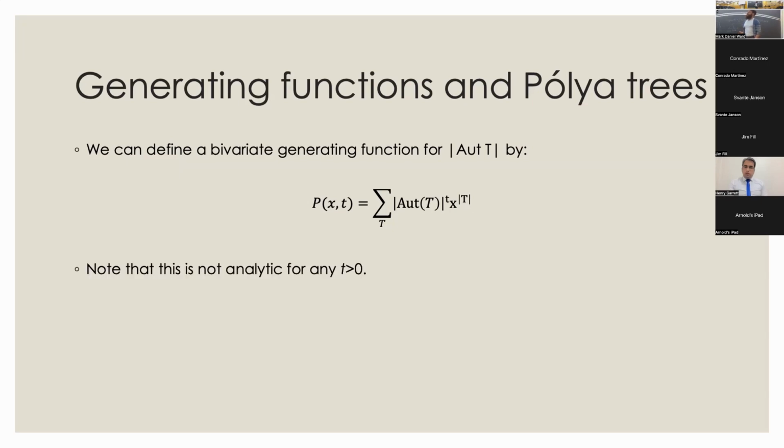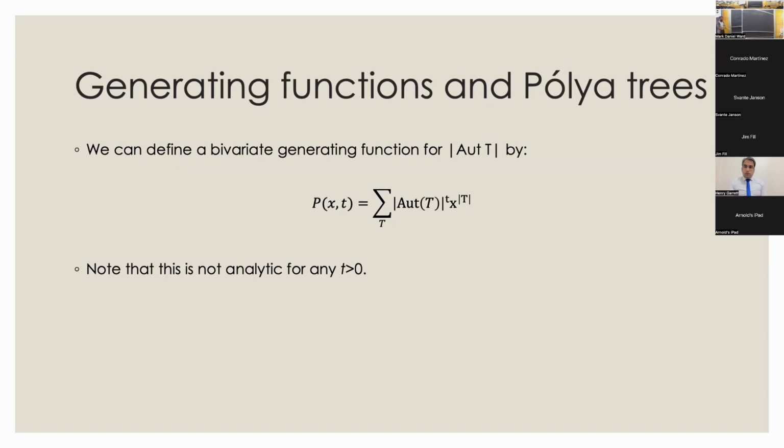And this is all nice because hopefully we can find some sort of functional equation to study this thing and use singularity analysis. But we do have one problem here, and that is that this is not actually analytic for t larger than 0. To see why, it's enough to consider just the star of n vertices. We ignore all other trees, but if we take the star of n vertices, then the automorphism group will be (n-1) factorial, because we can distribute all of the non-center vertices as we want.